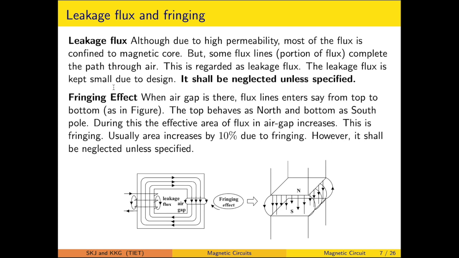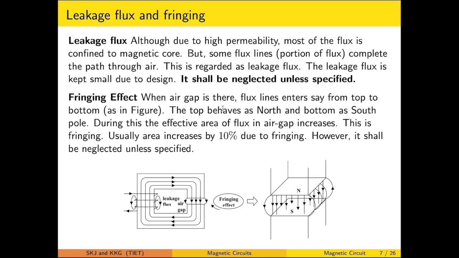Now there is a leakage flux, and there is a fringing effect as well. So how this leakage flux has to be understood first. This is a coil which is supplied by a current I, which results in the lines of flux. Now not all of the flux lines are confined to the core, but some of the flux lines are linking through the air. Those flux lines linking through the air are regarded as the leakage flux.